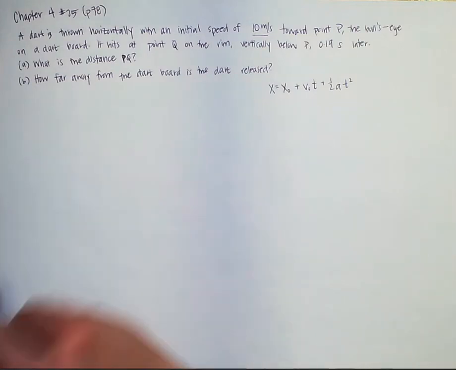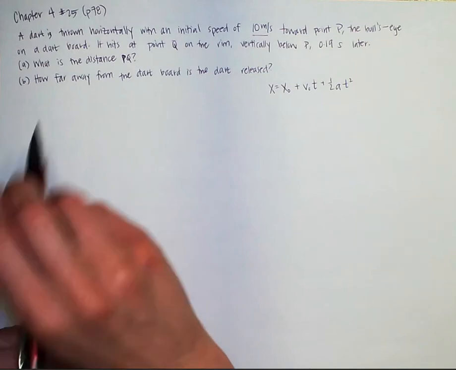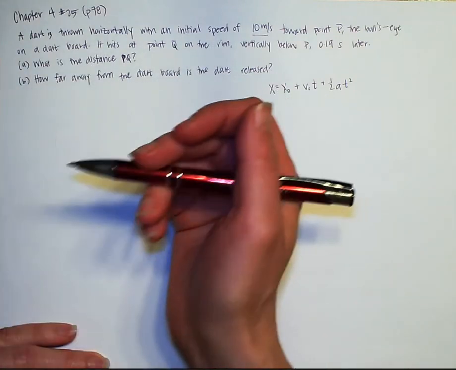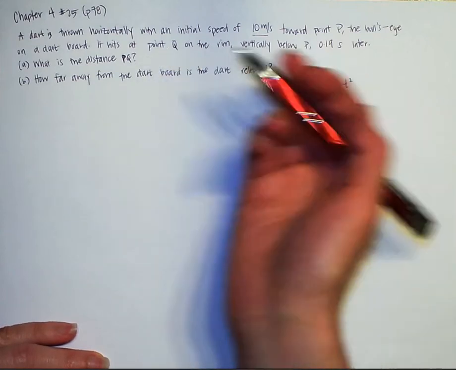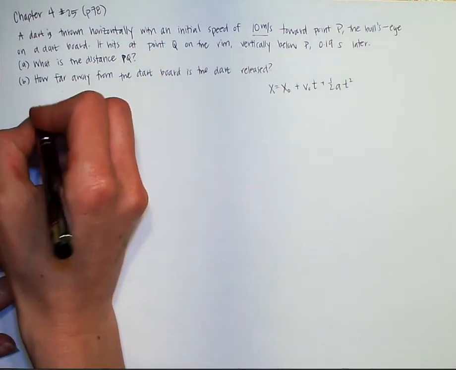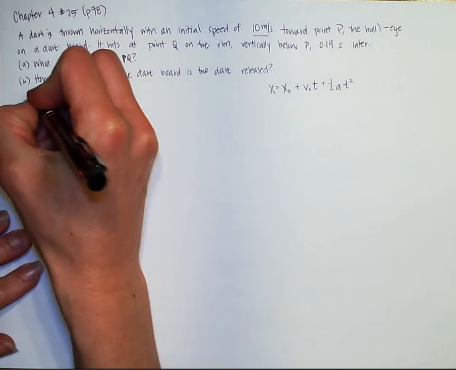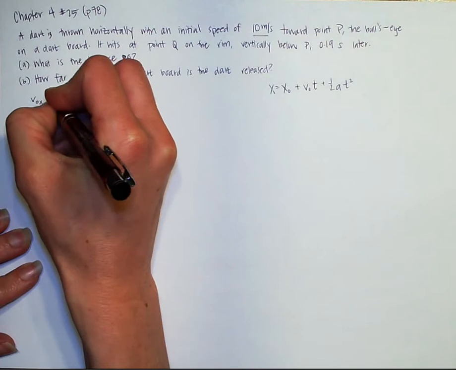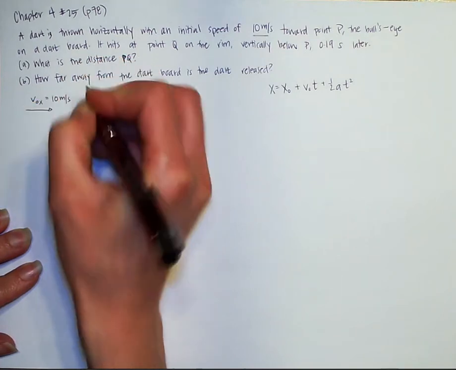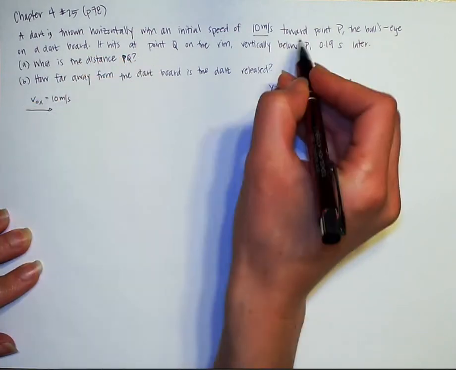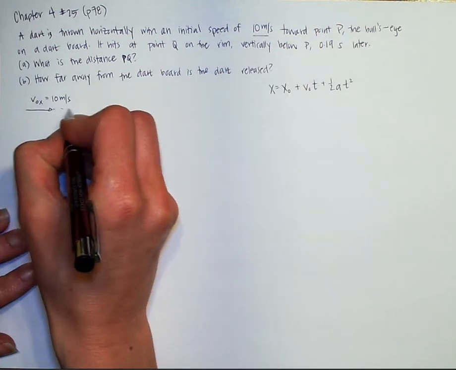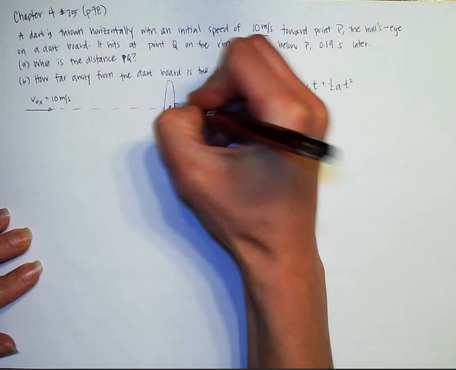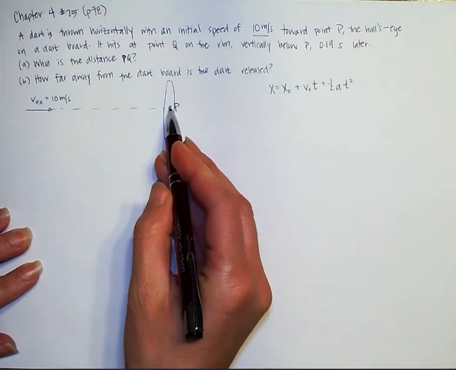So one of the hard things, in my opinion, about these sorts of problems is that you don't have a picture, and without a picture, it's hard to visualize what's happening. So my first step when doing problems like this is to draw a picture. If it's thrown horizontally, then I'm going to write v initial in the x direction equals 10 meters per second. And if it's thrown toward point P, then horizontally over here, we have point P, because that's the bullseye of our dartboard.